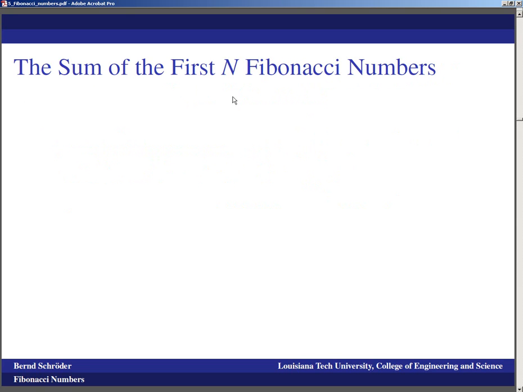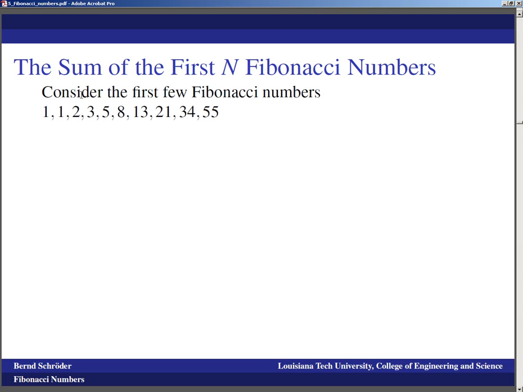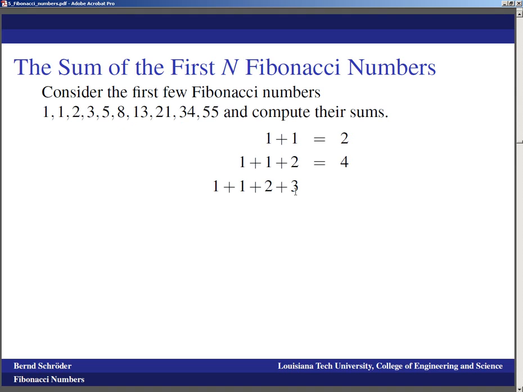Some things that we can do with the Fibonacci numbers go in the direction of pattern recognition. That is also quite important in number theory. So for example, if we consider the first few Fibonacci numbers, which are listed here, and we compute their sums, we realize that 1 plus 1 is 2, 1 plus 1 plus 2 is 4. If I add 3, I get 7. If I add 5, I get 12.